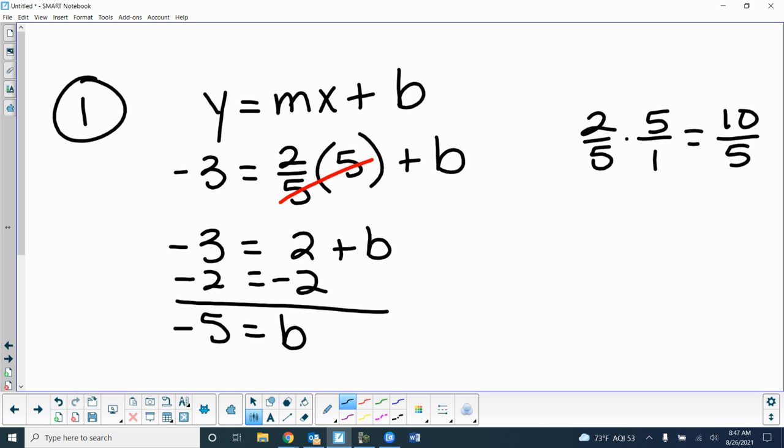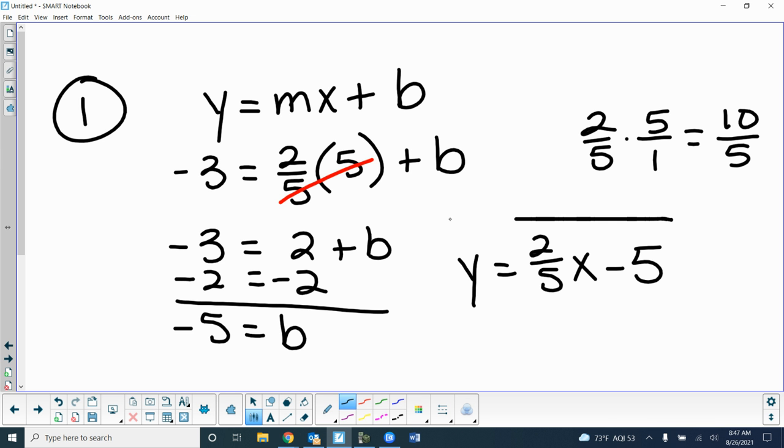And we're still not done. What answer do I want, Caitlin? Yes. I want the equation all the way done in slope-intercept form. So don't forget to finish by writing that equation. Okay? Any questions?